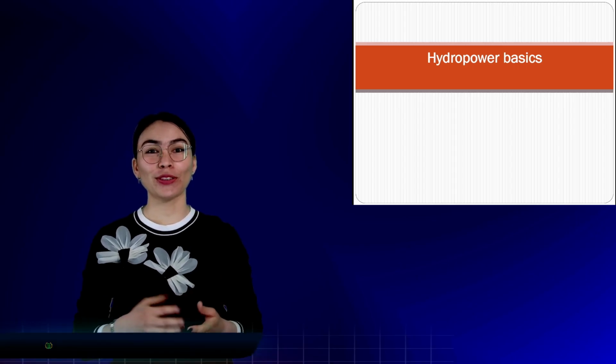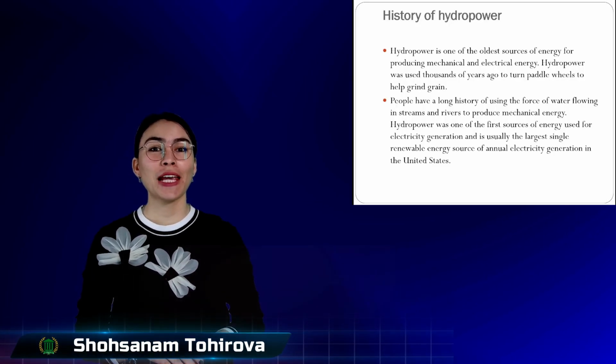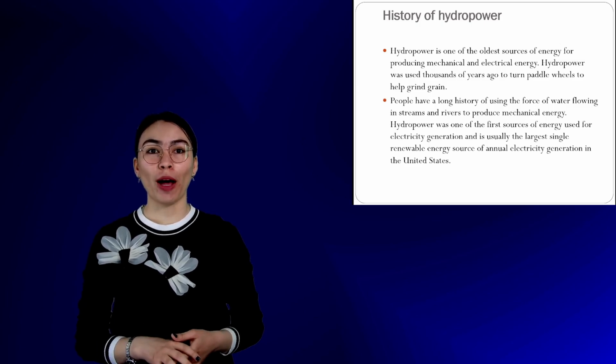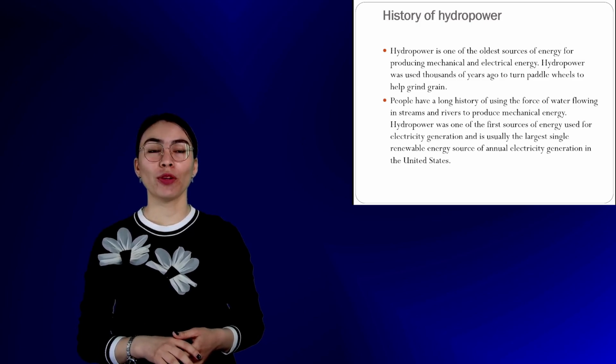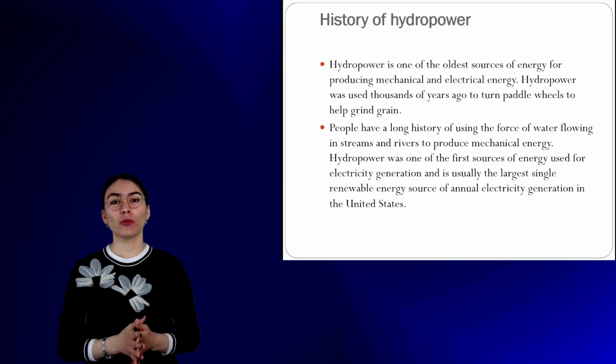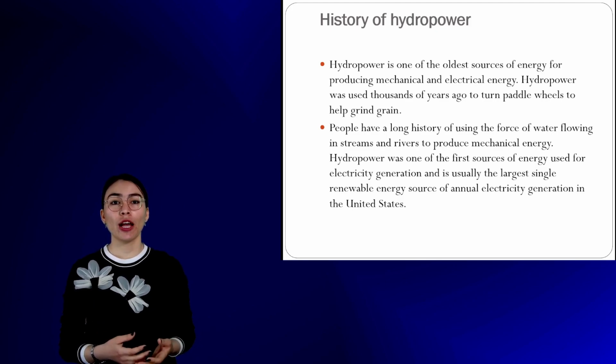Everybody, today we are going to talk about hydropower basics. So let's firstly learn about the history of hydropower. Hydropower is one of the oldest sources of energy for producing mechanical and electrical energy. It was used thousands of years ago to turn paddle wheels to help grind the grain. People have a long history of using the force of water flowing in streams and rivers to produce mechanical energy.